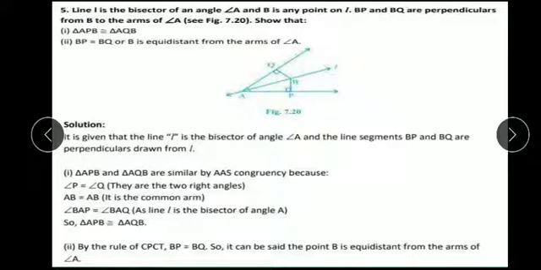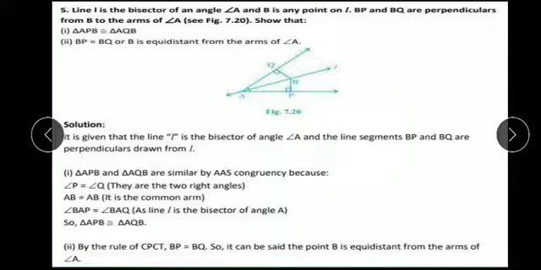Question number 5. Line L is a bisector of an angle A. You see this diagram, this middle line L is the bisector of angle A. Bisector means this line will break this angle into two equal parts, and B is any point on L. BP and BQ are perpendiculars from B to the arms of angle A. From this point B, BP is perpendicular to this line and BQ is perpendicular to this line.